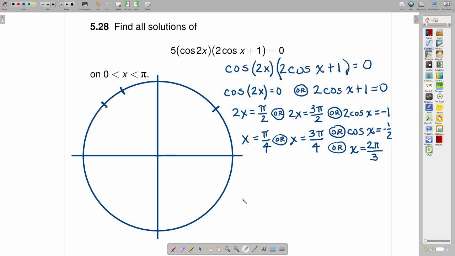If you wanted to express those as degrees, you could do so. Pi over 4 is the same as 45 degrees. 2 pi over 3 is 120 degrees. And finally, 3 pi over 4 is 135 degrees. So there they are expressed as radians. There they are expressed in degrees.